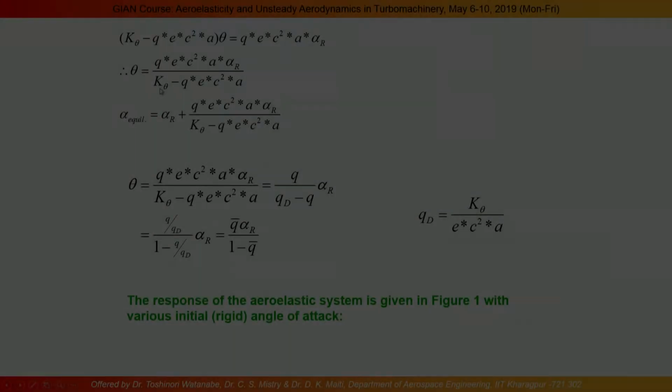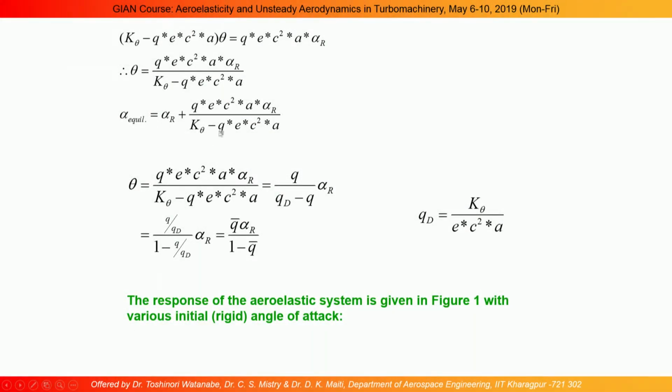This is k theta. K theta is a structural stiffness, and q e c square a is also a stiffness. But this applies to a flat panel. The fan blades, or the blades in a stator or rotor, have complex geometry, and what I am talking about is static aeroelasticity, which may not exist in a rotating device. That is why exactly we cannot get the static aeroelastic effect in a rotating system.